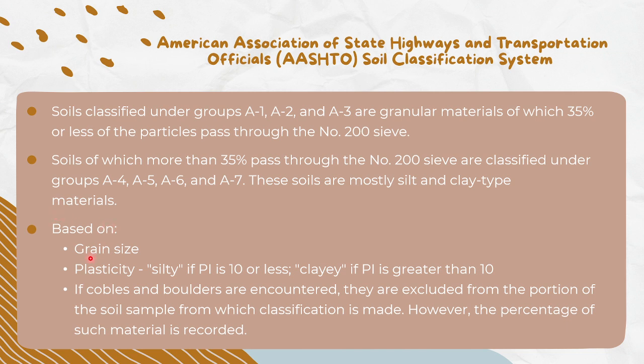So again, the AASHTO soil classification is based on the grain size, and then second is the plasticity. So, if the plasticity index is 10 or less, we use the word or prefix silty, and if the plasticity index is greater than 10, we use the word clayey. And also, if cobbles and boulders are encountered, they are excluded from the portion of the soil sample from which classification is made. However, their percentage is recorded.